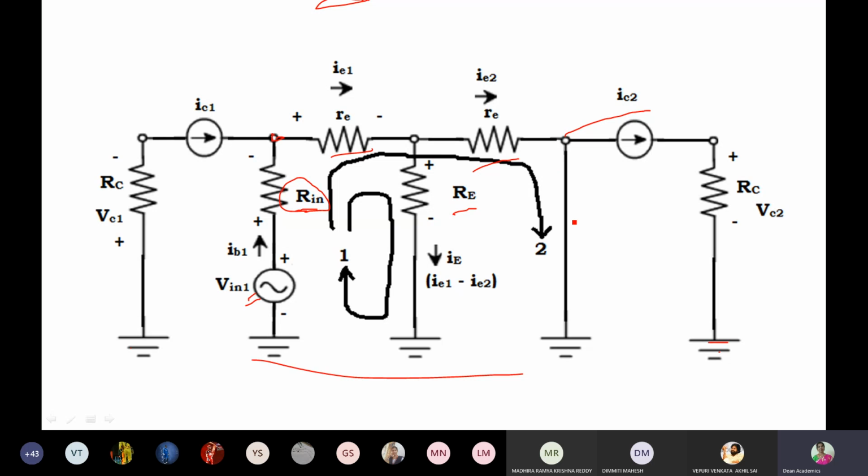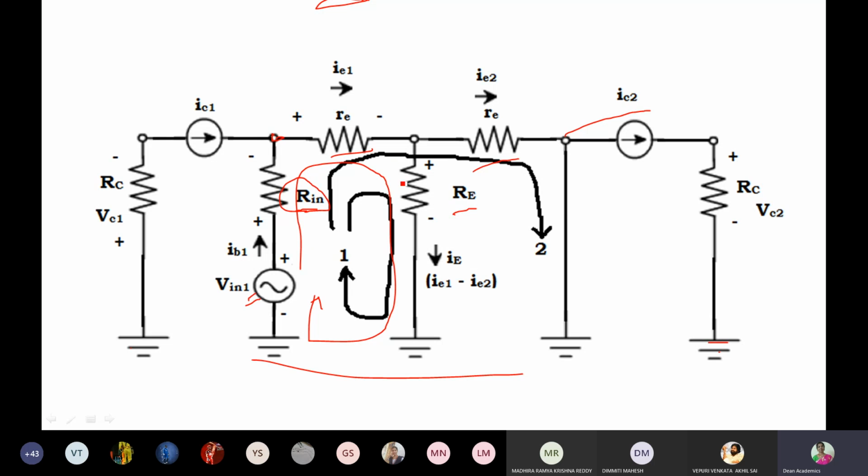Why do we carry out mesh analysis or nodal analysis? To solve for unknown currents and voltages. If we consider in this manner two loops, loop 1 is within this loop, what I have shown here. This is loop 1.